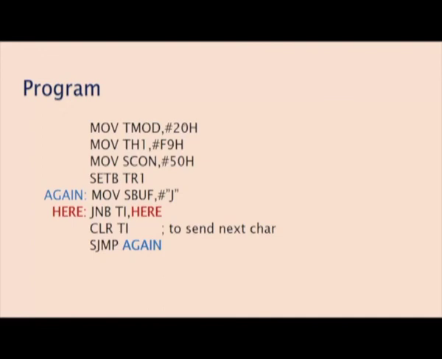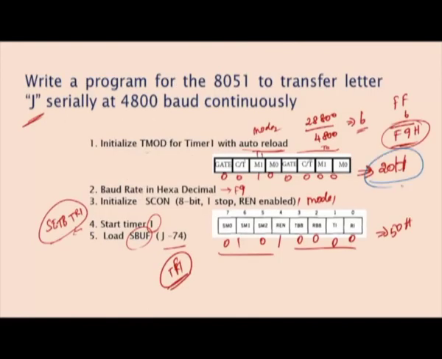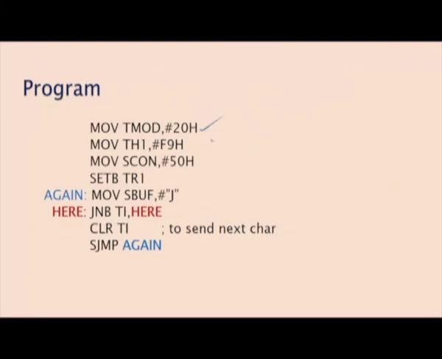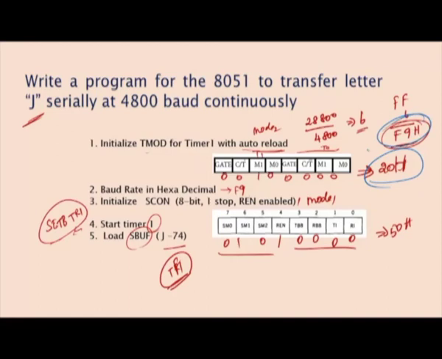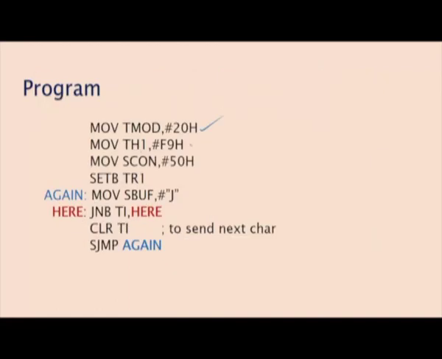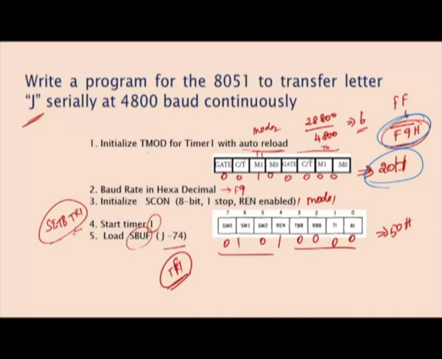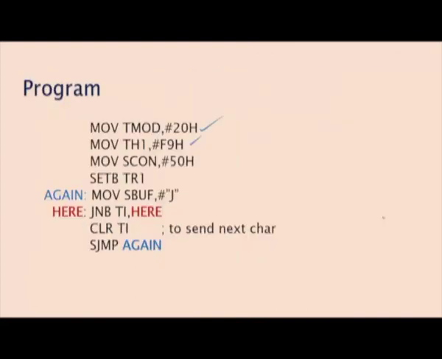Already we have calculated the T mode, which is 20, and that is written here. Then the baud rate we have calculated as F9 is initialized in TH1, comma F9. Then SCON is 50H, loaded as 50. These three you have to calculate and do. Then I have to start the timer, so set bit TR1, it started. Now the required data is moved to the buffer. Now I am transmitting the data until the transmit interrupt is set. So bit by bit, all bits are transmitted.